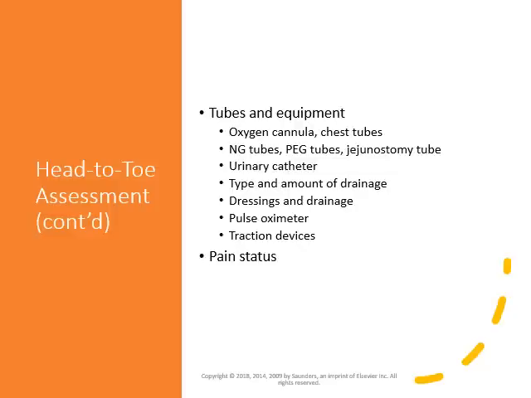Our head-to-toe assessment also includes assessing whether there is presence of any tubes and equipment. So that means assessing whether or not your patient's on oxygen, if they have it via nasal cannula, trach mask, or whatever the case might be. Assess whether or not there's presence of chest tubes, NG tubes, PEG tubes, J tubes. Identify whether or not the patient has a Foley catheter, whether it's indwelling or suprapubic catheter. Also document if there's any drainage, any dressings. Obtain their pulse oximeter reading, and also document whether or not there's presence of traction devices.